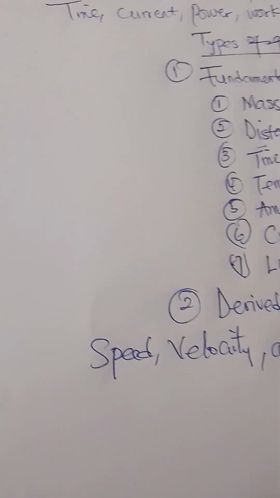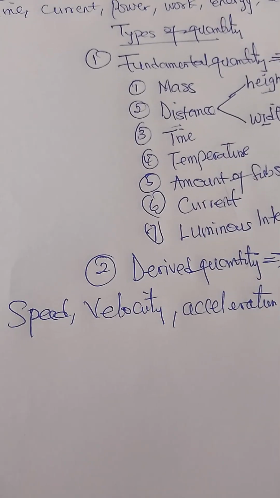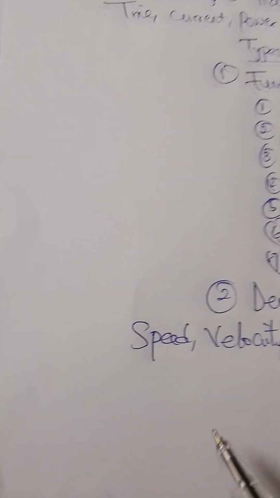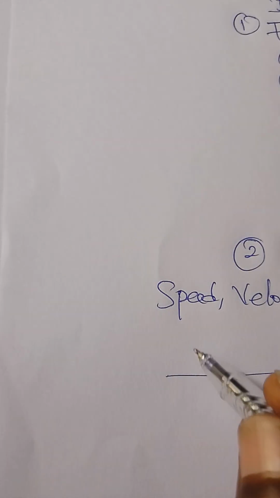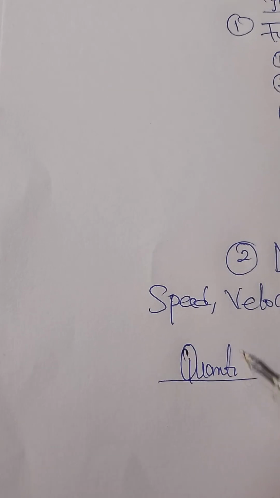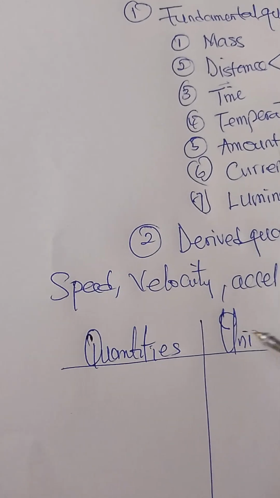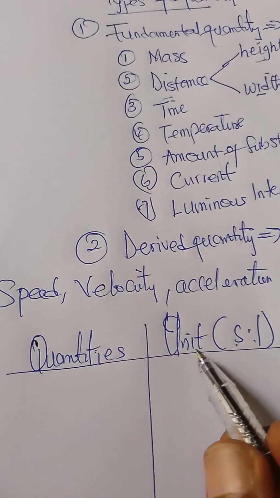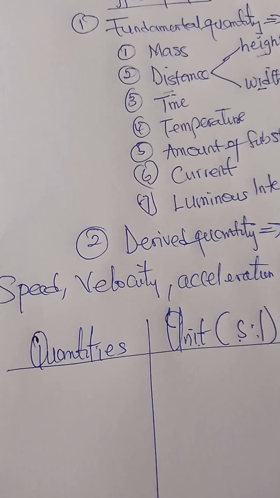Then let us look at unit. Unit talks about a way of measuring these quantities, or the abbreviation used to measure these quantities. We're going to be discussing basically the SI unit. So I have quantity, I have unit, remember SI stands for Système International, the unit that is generally accepted for measurement. And we have the symbol.